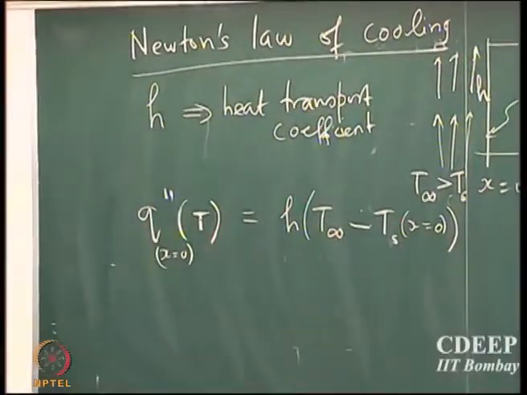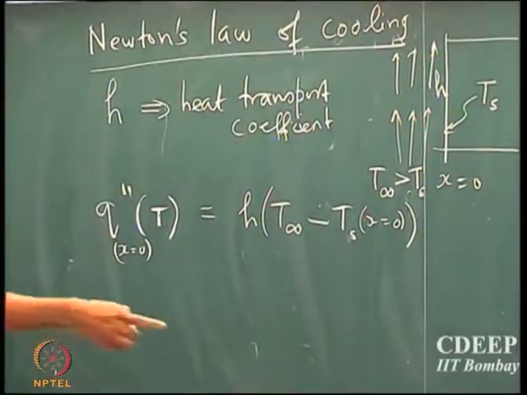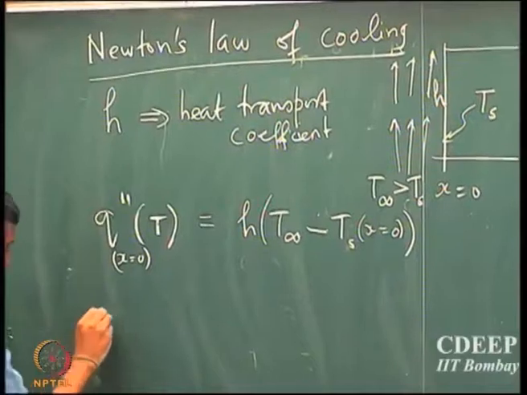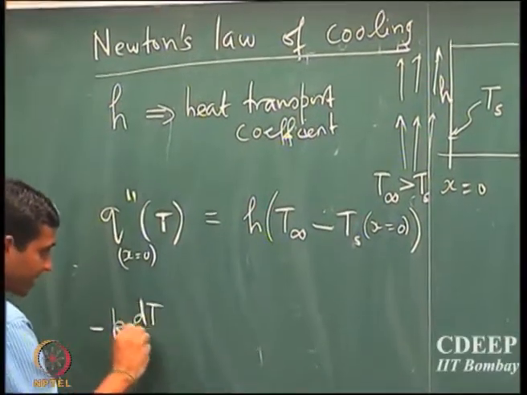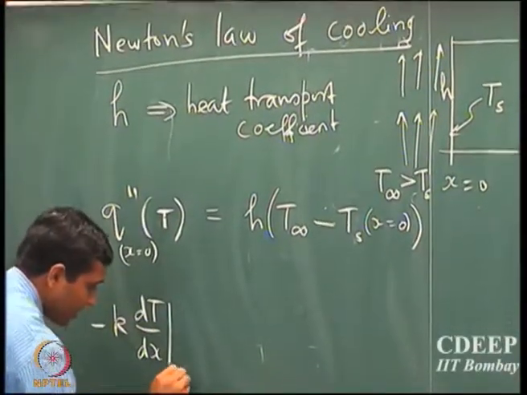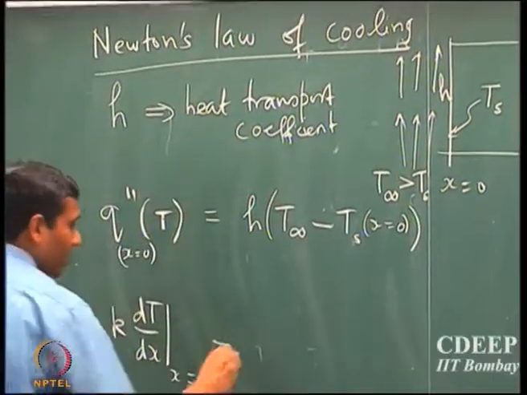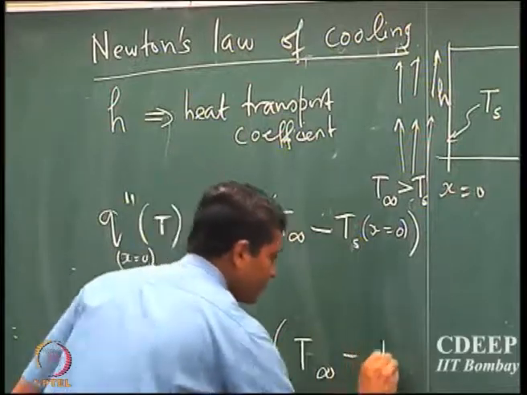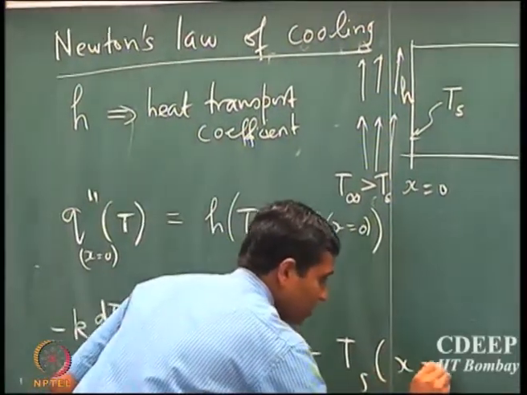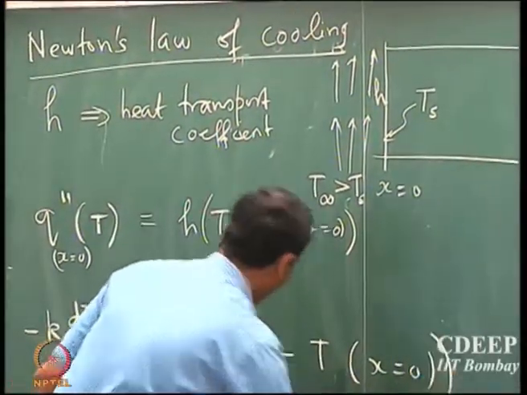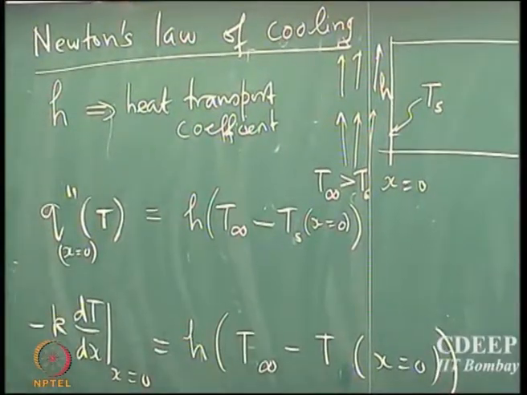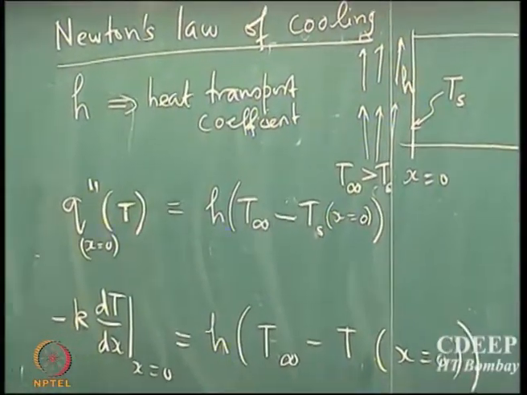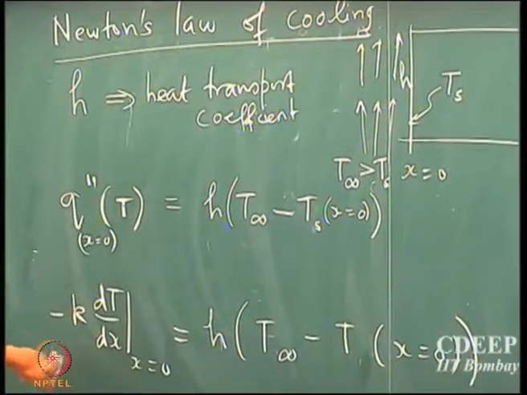So that's Newton's law of cooling, and so if I plug this into my third boundary condition, I'll get minus k dT by dx at x equal to 0 equal to the heat transfer coefficient times T infinity minus Ts, or you can say T at x equal to 0. This gradient will take care of that.